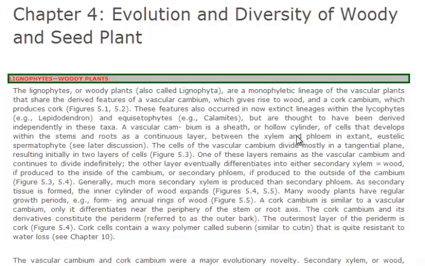Chapter 4: Evolution and Diversity of Woody and Seed Plants. Lignophytes, woody plants.